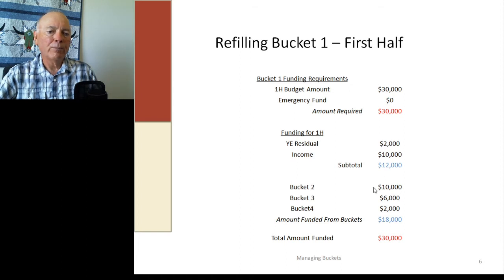And you can kind of see that priority I was talking about, where you took $10,000 from bucket 2, because that's our first go-to bucket, $6,000 from bucket 3, and $2,000 from bucket 4, for $18,000, which means we've completely filled our bucket 1 for our requirements of $30,000.